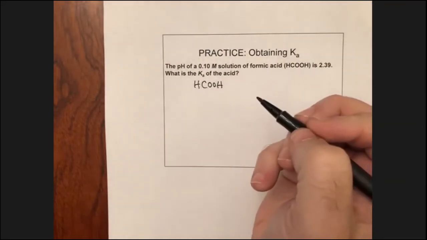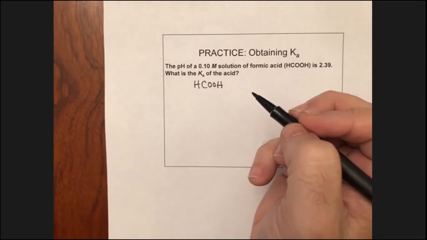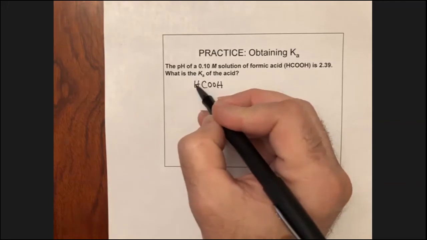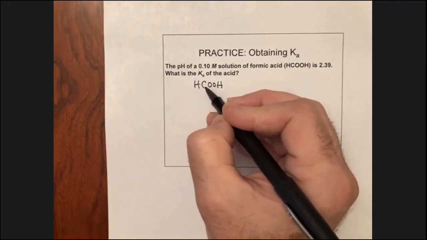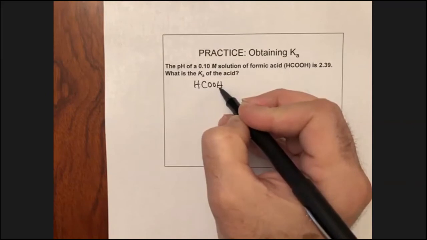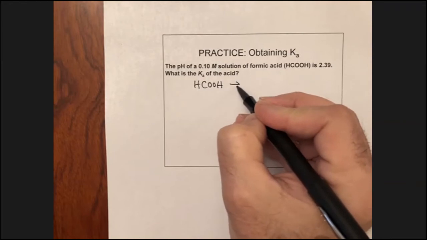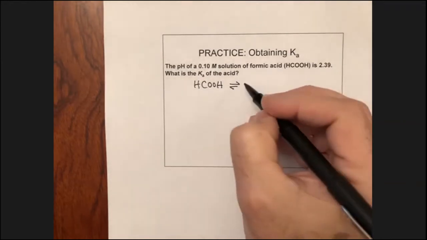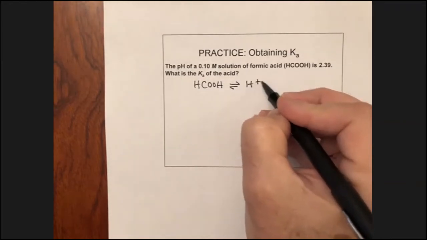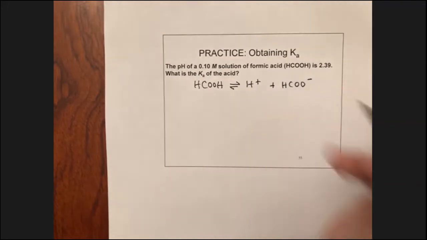Remember that as soon as you see that formula, a little alarm should go off in your head: oh, that's what they call a carboxylic acid. Remember, it has a hydrogen connected to the carbon that's not acidic. The hydrogen that's going to be ionized will be the one attached to an oxygen. It's an oxy acid. Again, I'm going to use the shortcut formula here. I'm going to simply say H plus and HCOO minus. So those are the products of the ionization.